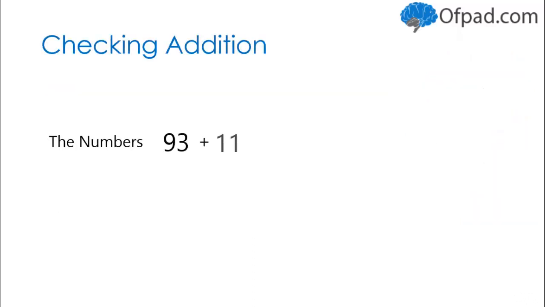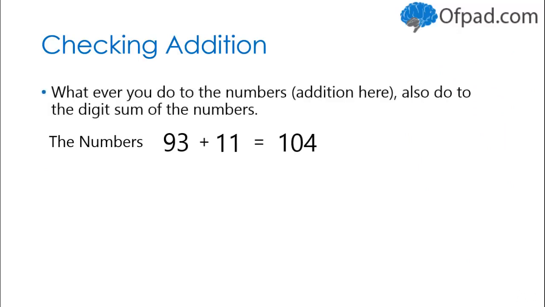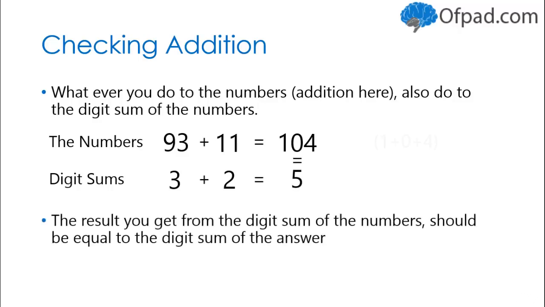Let us check if the sum of 93 plus 11 is equal to 104 without explicitly calculating it. Whatever you do to the numbers, also do to the digit sum of the numbers. So, dropping 9 from 93, we get the digit sum of 93 as 3. Adding the 2 digits of 11, we get the digit sum of 11 as 2. Adding 3 plus 2, we get 5.